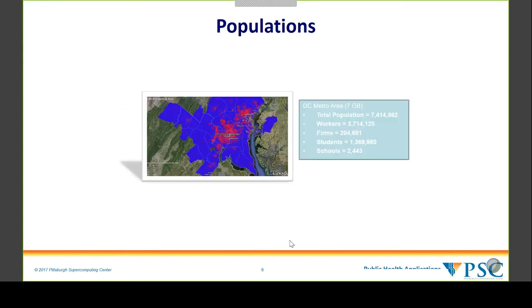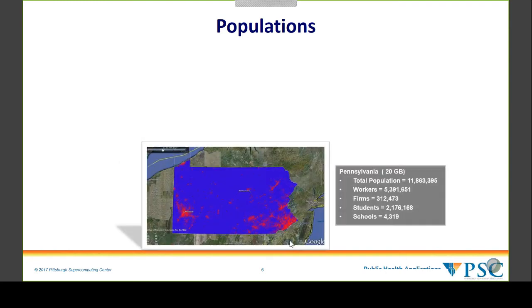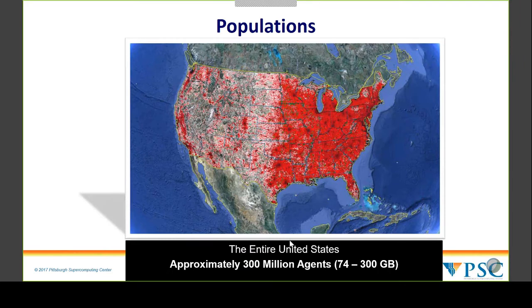If we want to look at the DC metro area, which is going to be the focal point of a talk that Jay is going to give in a little bit, that takes about 7 gigabytes of RAM to run. Pennsylvania takes about 20 gigabytes of RAM, with about 12 million people. And if we want to go to the entire United States, about 300 million people, we need very large memory capability, on the order of hundreds of gigabytes of RAM just to run one realization.